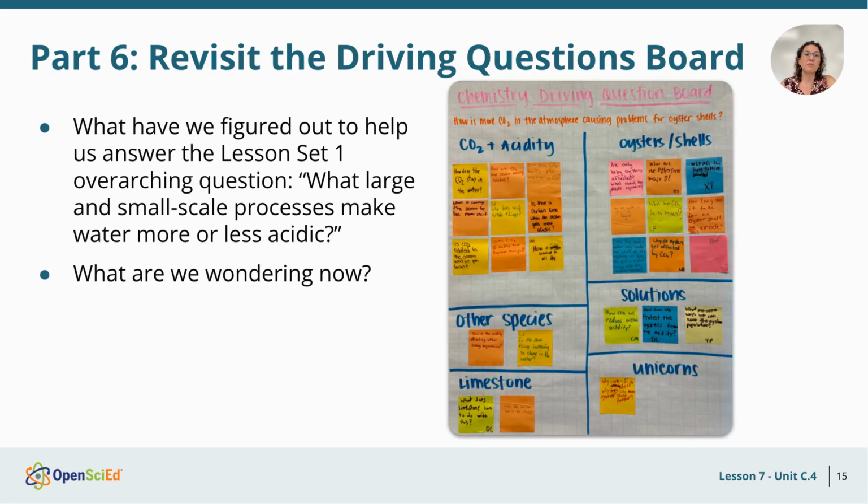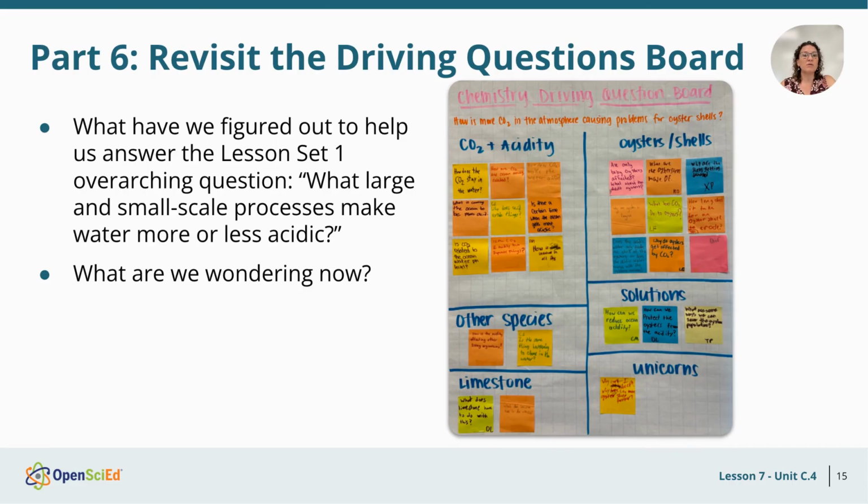Part 6 gives us a moment to pause and take stock of what we've already figured out as we approach the close of the first lesson set with the overarching question: what large and small-scale processes make water more or less acidic? At this point, students may have new questions that they add to the driving question board, including: what can we do to help reverse ocean acidification? How can we reverse ocean acidification? Who gets to decide what criteria we use to evaluate an engineering solution?